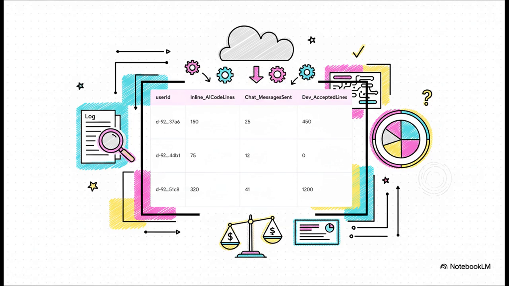It's super easy to spot your power users, right? Look at that last one, accepted over 1,000 lines of code. But just as important, check out that second user, 0 accepted lines. Now, this isn't about calling someone out. It's a signal to start a conversation. Are they stuck? Do they need a little more training? This data helps you become a better coach for your team.